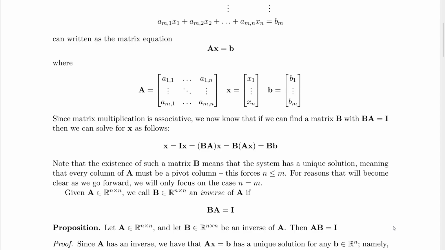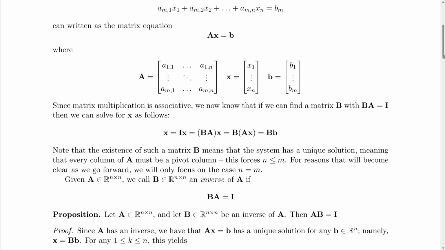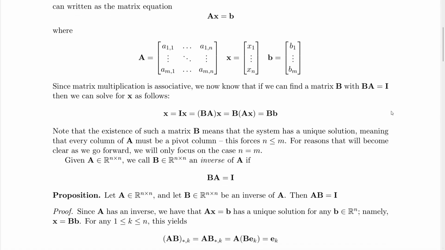Since we know we have an inverse, that means Ax equals b will always have a unique solution, because x is equal to B times b, capital B, lowercase b. That means I can always solve Ax equals the standard unit vectors. So Ax equals e_k can always be solved, and specifically, we know that A times B times e_k will have to equal e_k. Just replace b here with e_k, and that's what we get.